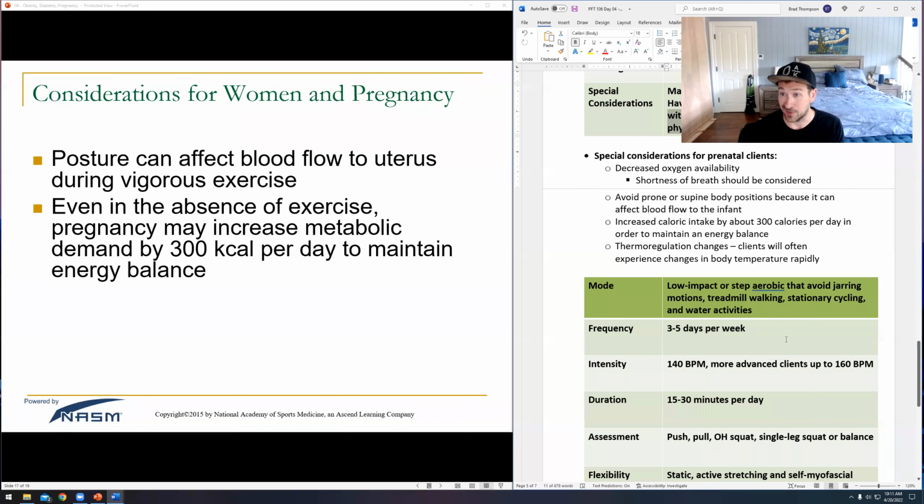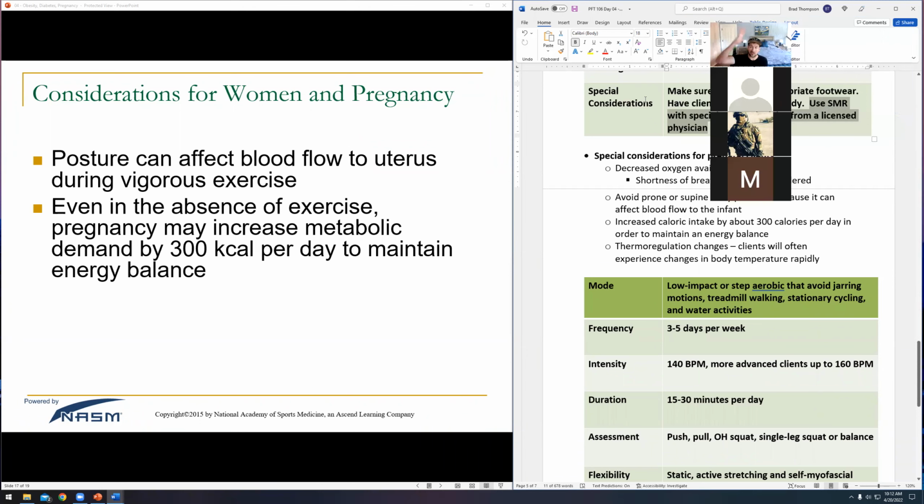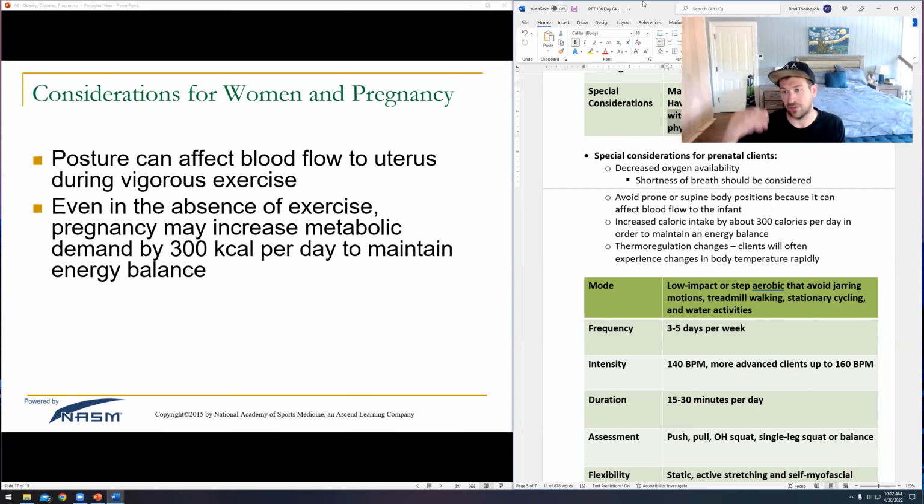Burpees are probably out of the question, posture can affect blood flow during vigorous activity. Now, that doesn't mean that the infant is going to be at risk or anything like that. It just means that there's going to be less blood flow to a particular area, which means that shortness of breath is going to be a problem. So we do want to avoid prone or supine positions. We do not want to lay our client face down, and we do not want to lay them face up. Both of those positions are not only going to be uncomfortable, but also can affect that blood flow, which is something we are trying to avoid.